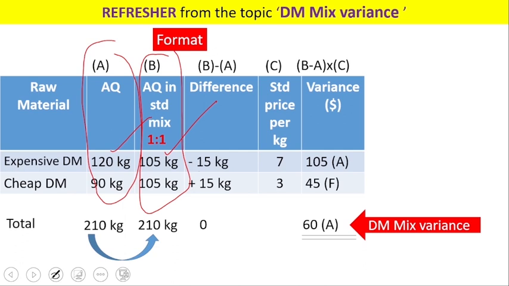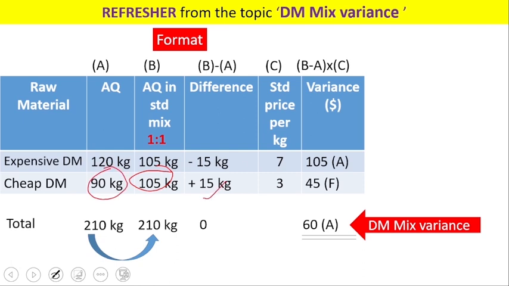So you get minus 15 kg for the expensive raw material, and 105 minus 90 you get plus 15 kg for the cheaper raw material, and the total of this column will always be 0. Now the standard price per kg will also be given in the question, so copy the standard price from the question into column C.